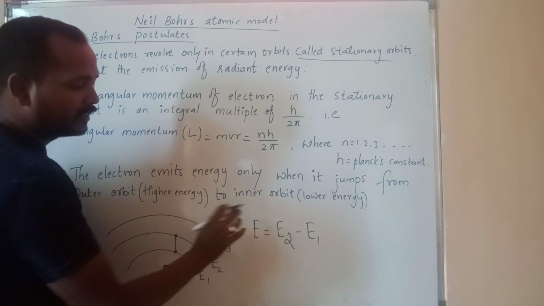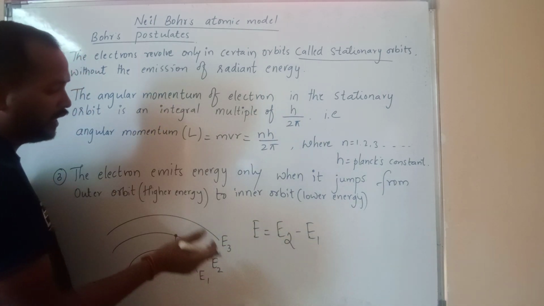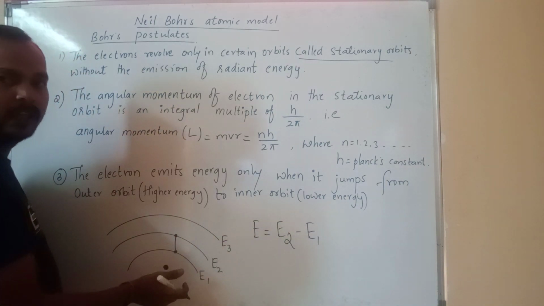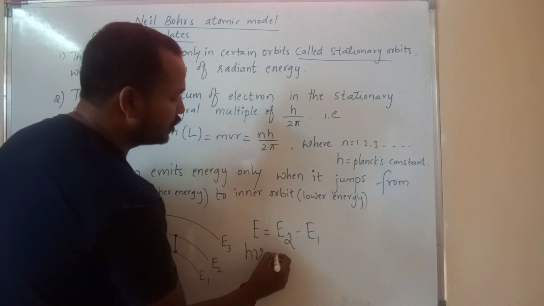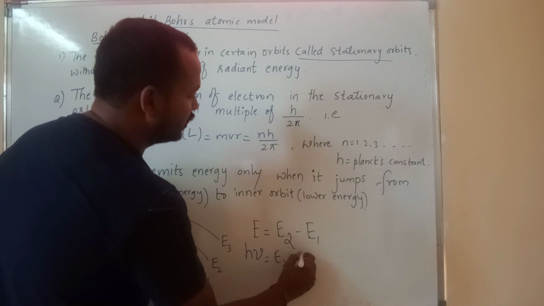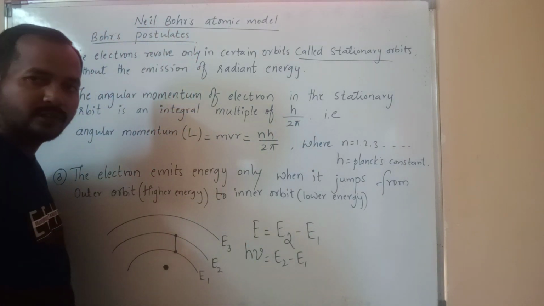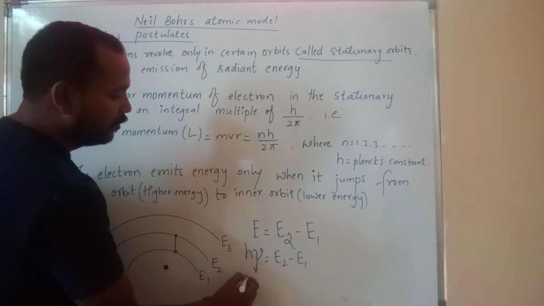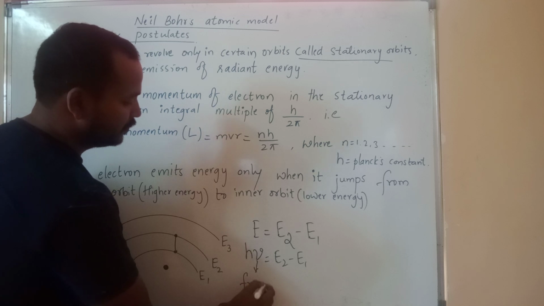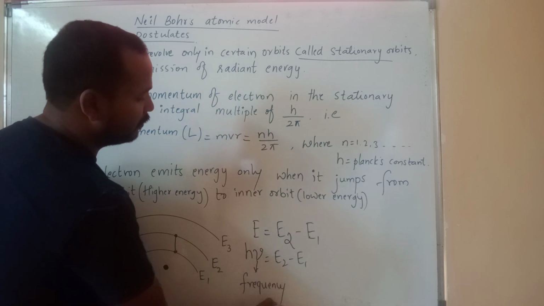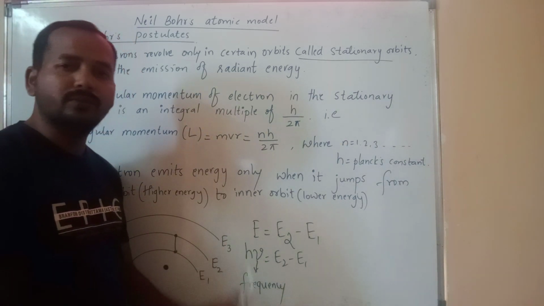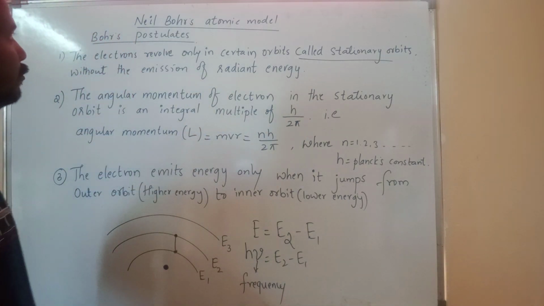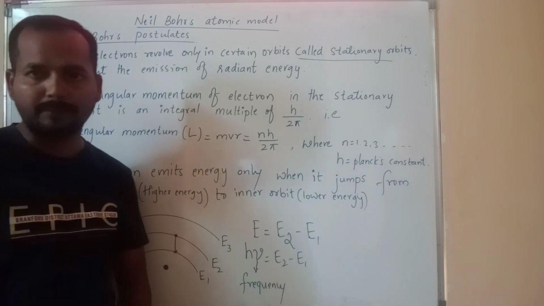This much amount of energy is radiated when the electron jumps from the higher energy orbit to the lower energy orbit, and this can also be given by h nu, which is equal to E2 minus E1, where h is Planck's constant and nu is the frequency of the radiated energy. So these are the three postulates of Niels Bohr's atomic model.